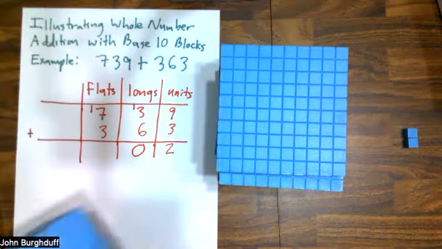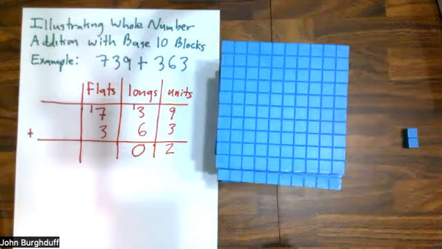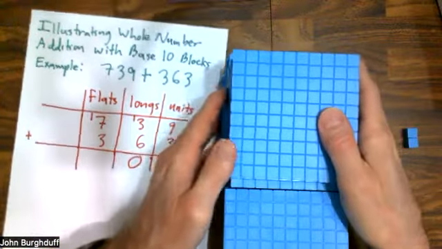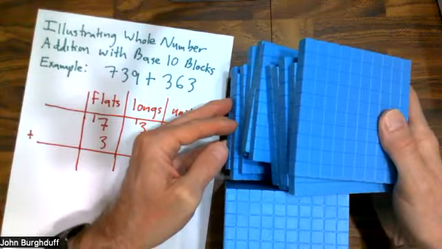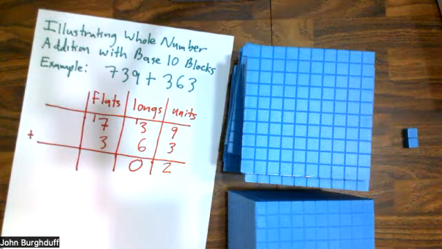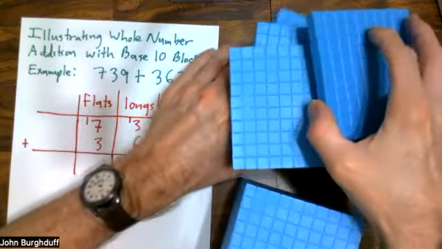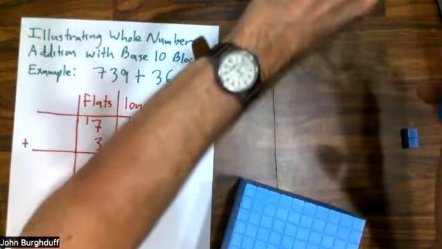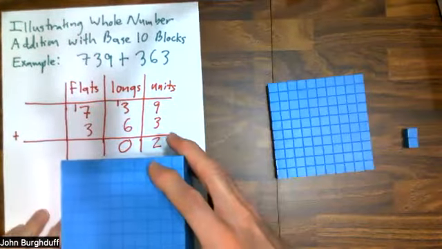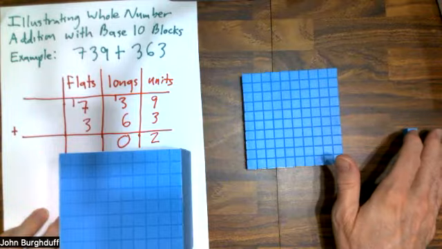But anytime you have 10 of anything, you can exchange it for the next larger object, which would be a cube. I can line these up and observe that the 11 flats can be exchanged, 10 of the flats can be exchanged into a cube, leaving me with 1 flat only. So I have a cube, a flat, no longs, and a unit.